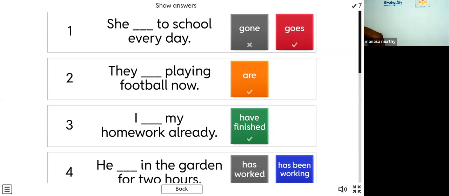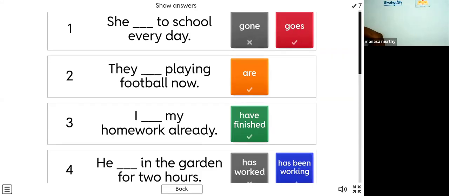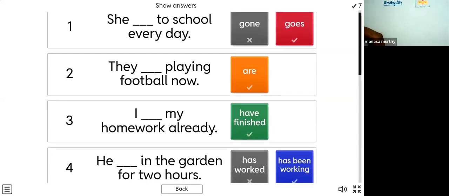They are playing football right now. Now indicates present continuous alone. Subject is am, are, verb plus ing.